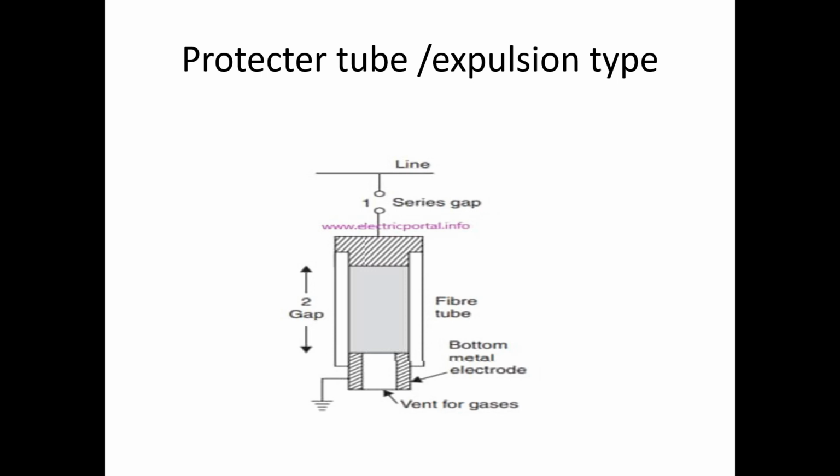So the major advantages are that it's very cheap, and it is also used to protect a rural transformer, for which normally people use valve type arresters, but valve type arresters are very expensive nowadays. So in order to overcome this drawback, to protect a small rural transformer, that is a small type of transformer, we can use this expulsion type lightning arrestor.